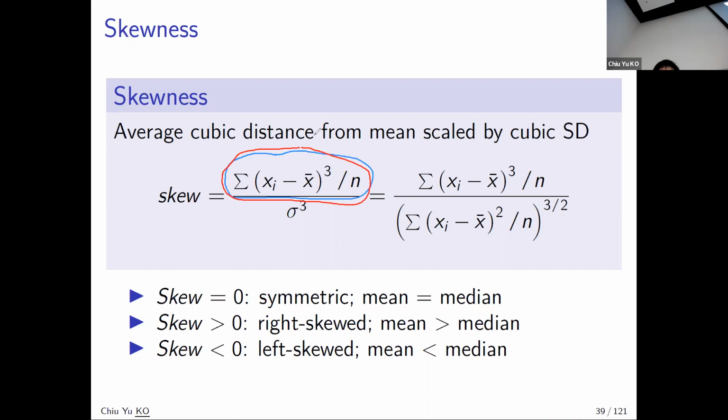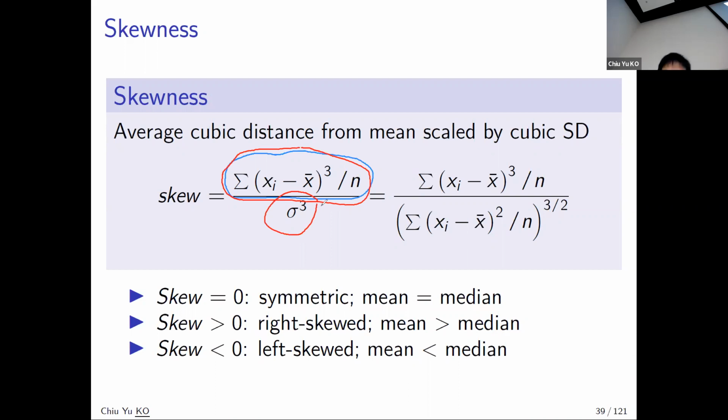So that means that if there's a number that's way bigger than the mean, you raise it to the power 3, this skew will be very positive. The other way, if the data is way below the mean, then when you calculate the skew, it will be very negative. And look at the denominator again. This denominator is just the SD raised to the power 3.